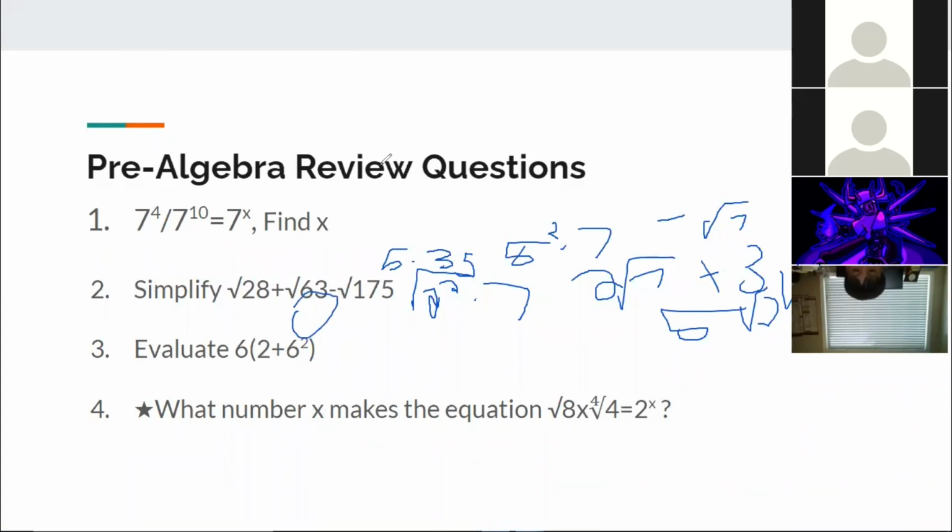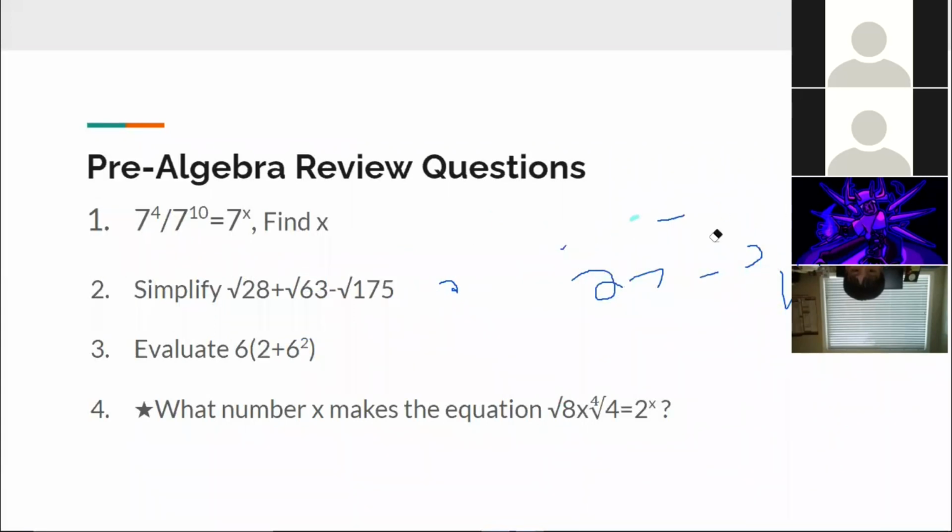Okay, and then the third one, you can use the distributive property. So it just becomes 6 times 2, which is 12, plus 6 times 6 squared, which just becomes 6 to the power 3, or 216. So this is just 228.